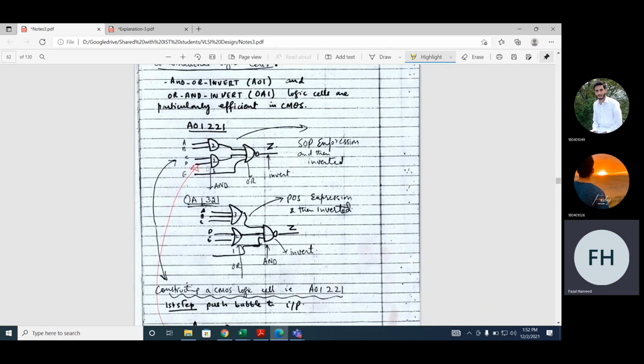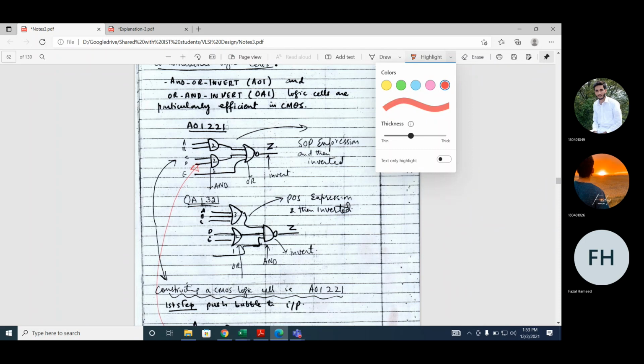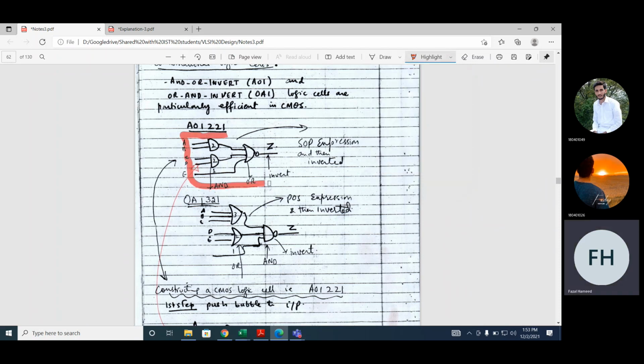So now we will design another type of cells in CMOS. There are two types of logical cells. One is called an AOI cell, and the other is an OAI cell. AOI stands for AND-OR-invert logic. So this is an AOI cell. Can you see the AOI cell here?